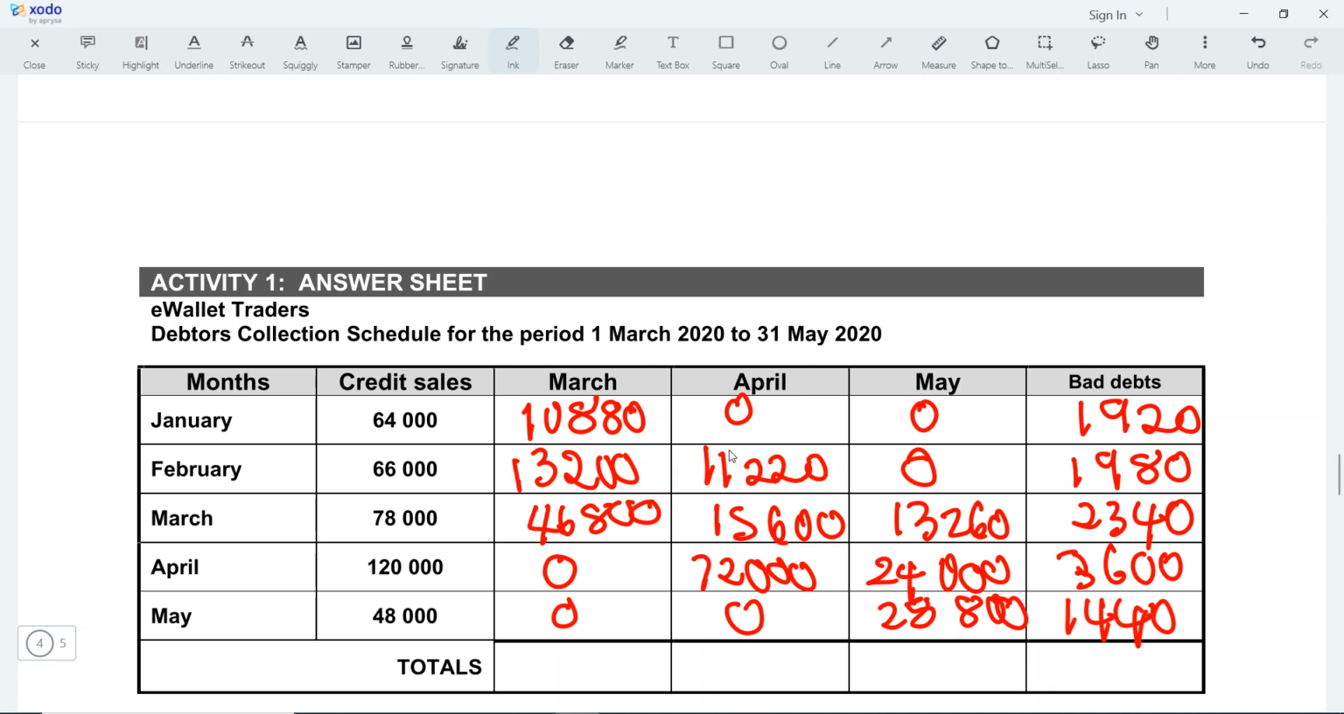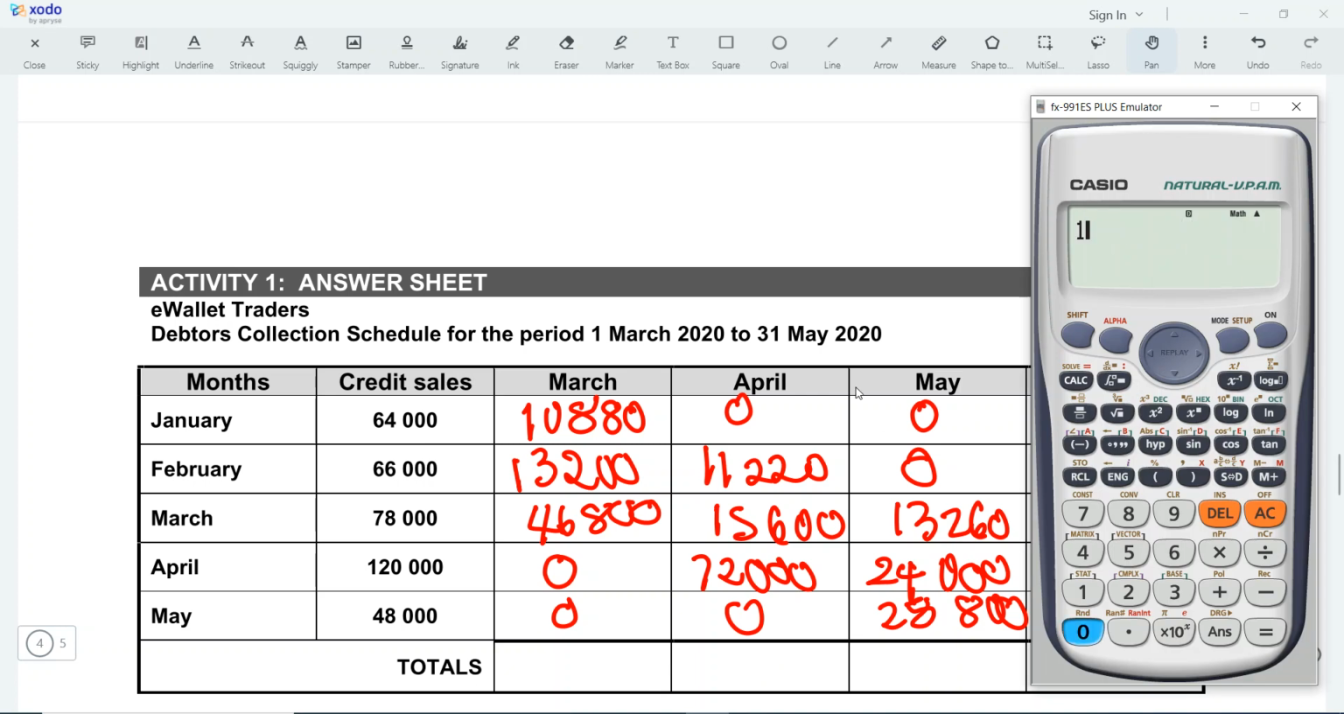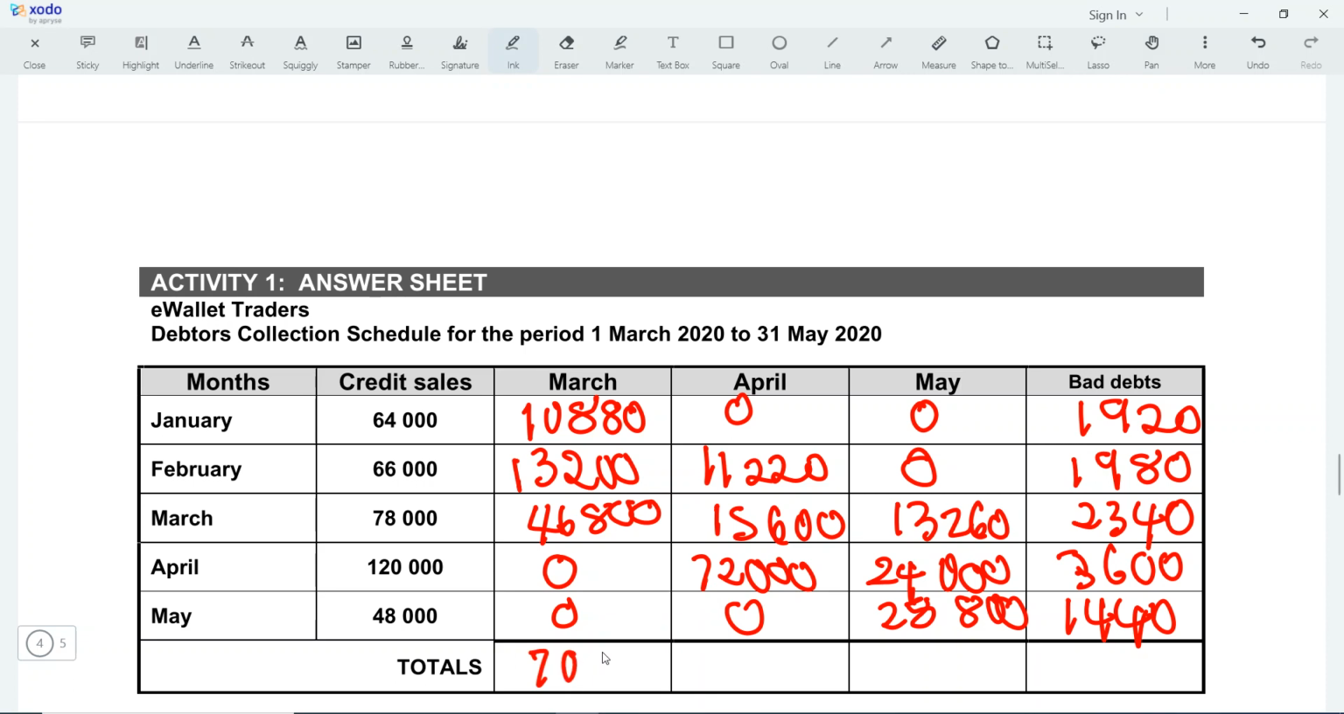And then from there, one of the things that most learners miss is to get the totals. Let's say it happens that you make a mistake here, but when you add, you're going to get a mark for just adding here. Okay, so let's do it quickly. 10,880 plus 13,200, and then plus 46,800. We would have 70,880. So here you're going to have your total as 70,880. You're going to get a mark irrespective of whether you made an error here. For this total, definitely a mark for just adding.